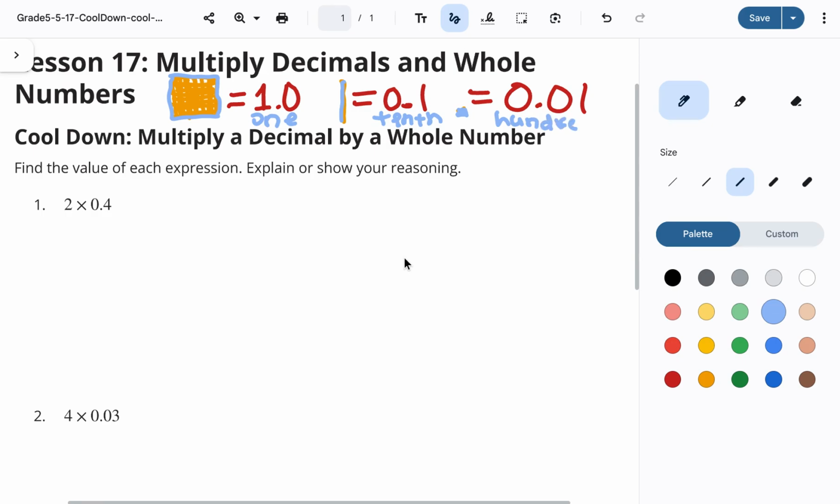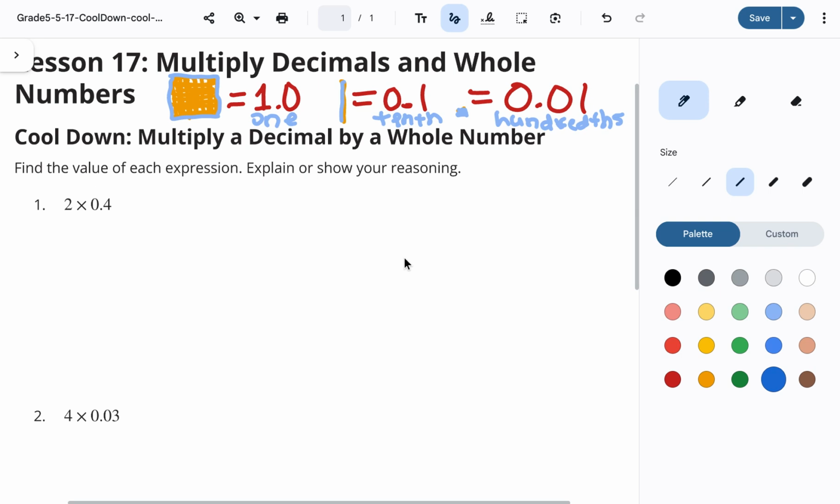So we have had fun with our base 10 blocks in our lessons, and that helps us with the concept of these decimal values. But when we're representing it in a problem like this, we can use the representational version of it, which is just drawing these out. And that is what I'm going to do in this lesson 17 cool down video, but also throughout our lessons. So we'll take these particular base 10 block designations as kind of for granted as we go from here. So we are asked to find the value of each expression. And yes, we're going to explain or show our reasoning.